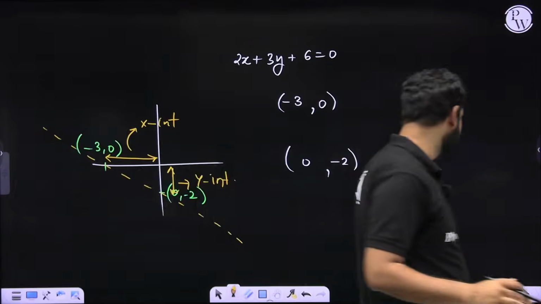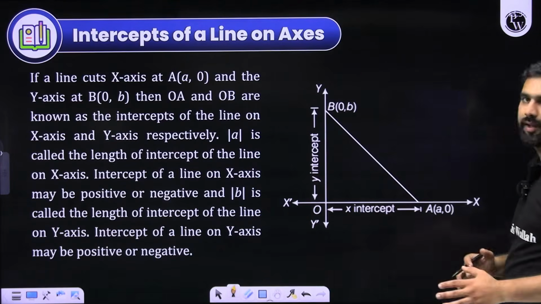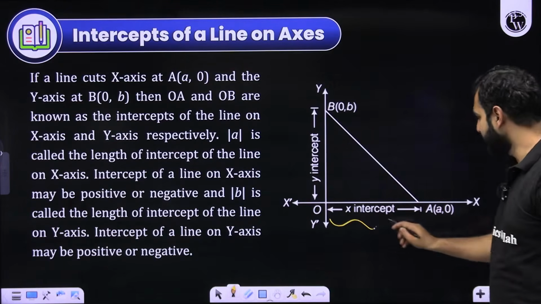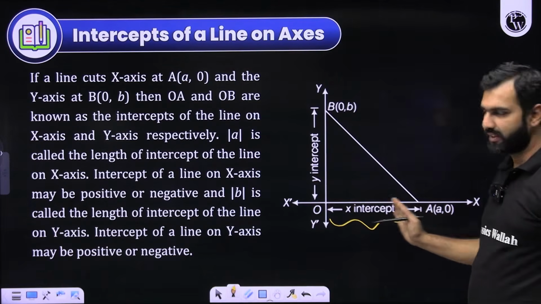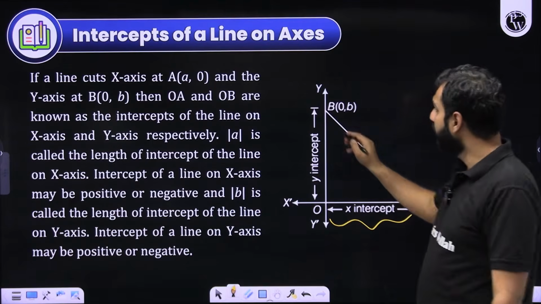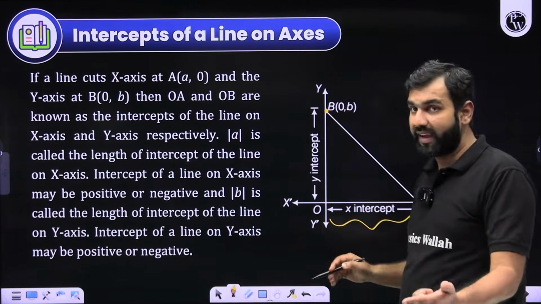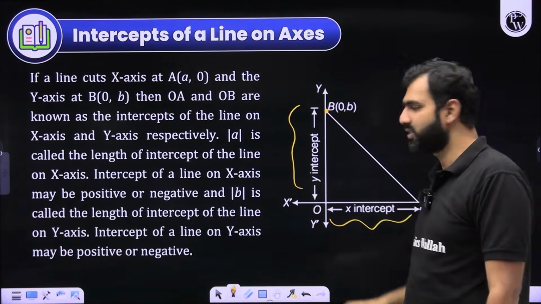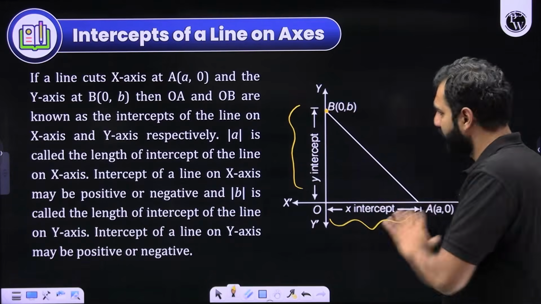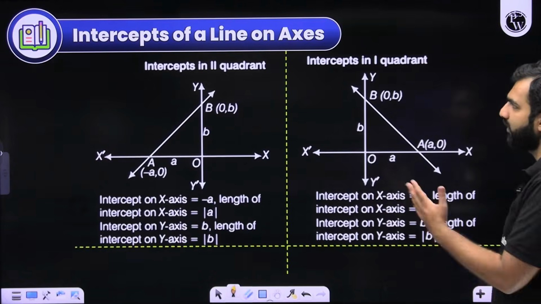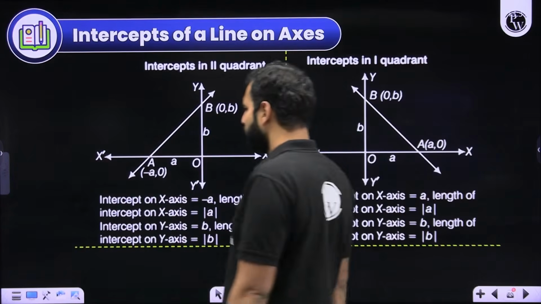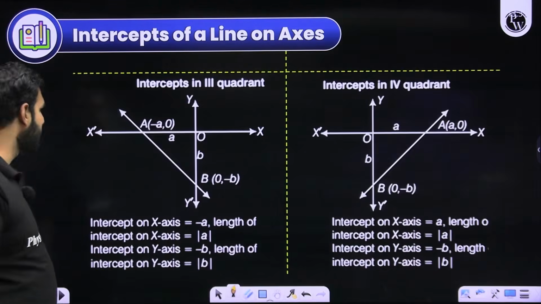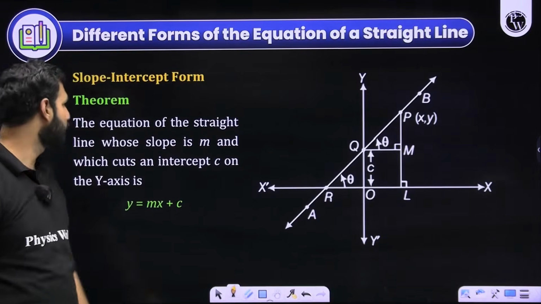That exactly is what I'm trying to give you clarity upon. So if a line intersects the x-axis at a point, that point of intersection's distance from the origin will be called the x-intercept. The line's point of intersection with the y-axis, that point's distance from the origin, is called the y-intercept. That's exactly what we have discussed over here. Now, as per the quadrants, we need not explore that part right now at this stage. Don't get confused with that.